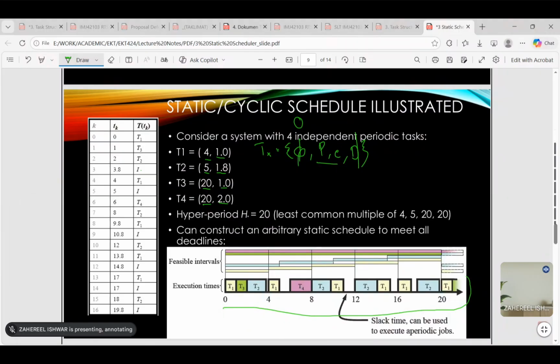And here's the calculation for hyperperiod using LCM. I won't teach you how to use LCM. I think you guys learned this in your Form 3 already. If you forgot, you can always refresh back. There are many online tutorials. Very simple calculation. The periods of your tasks are 4, 5, 20, and 20. Then it gives you 20 as the least common multiple.